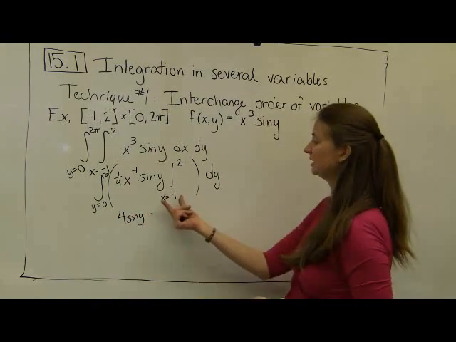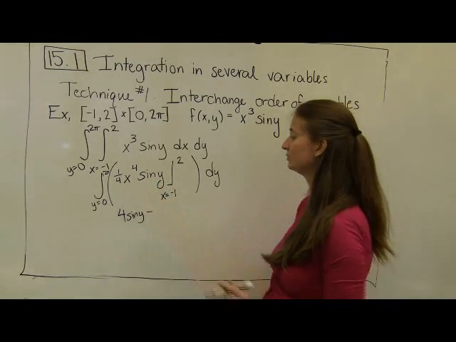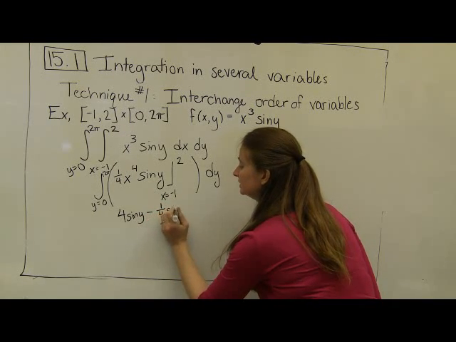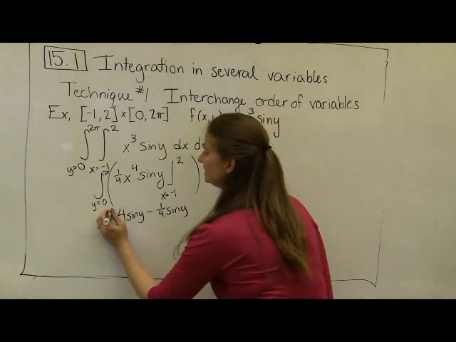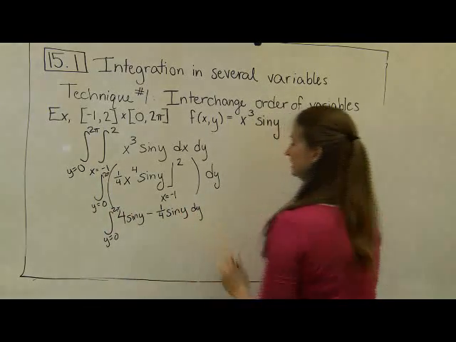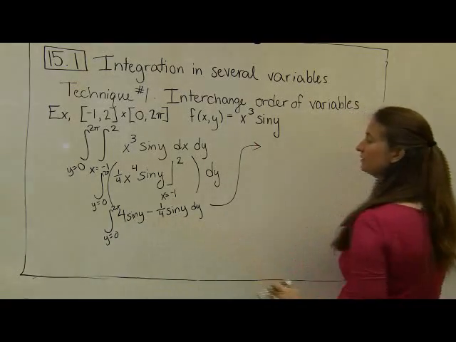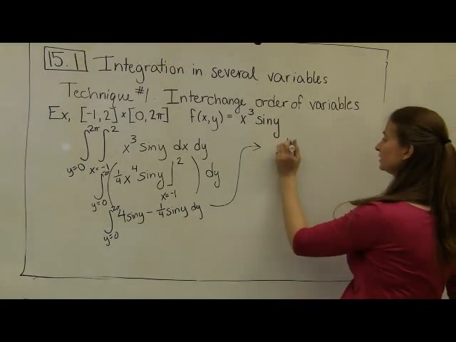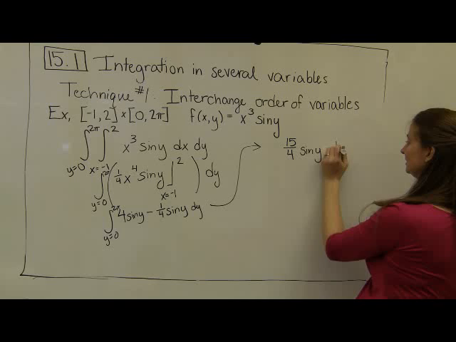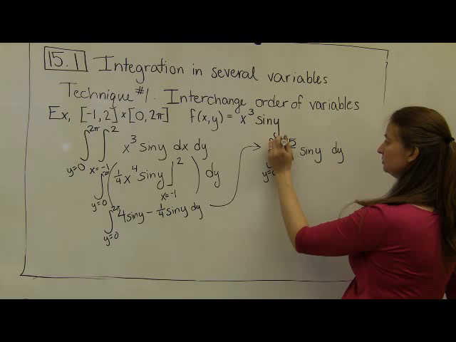And then I subtract, plugging in -1 for x. -1 to the 4th is going to be +1. So I end up with just subtracting positive 1/4 sine of y. And then I need to take the integral of this as y goes from 0 to 2 pi dy. Again, I'm going to rewrite it up here just for clarity's sake. So 4 minus 1/4 is going to be 15/4 times the sine of y dy, evaluating this as y goes from 0 to 2 pi.